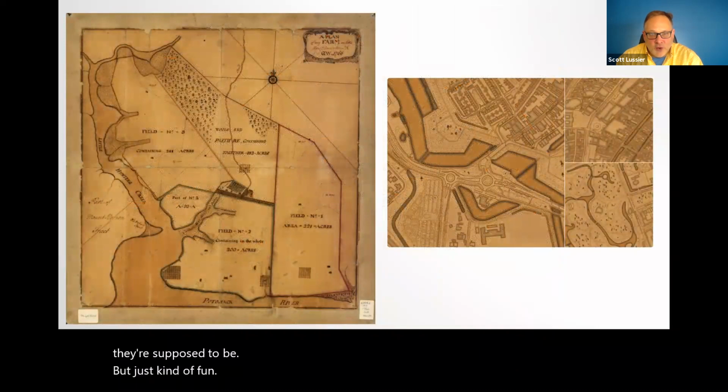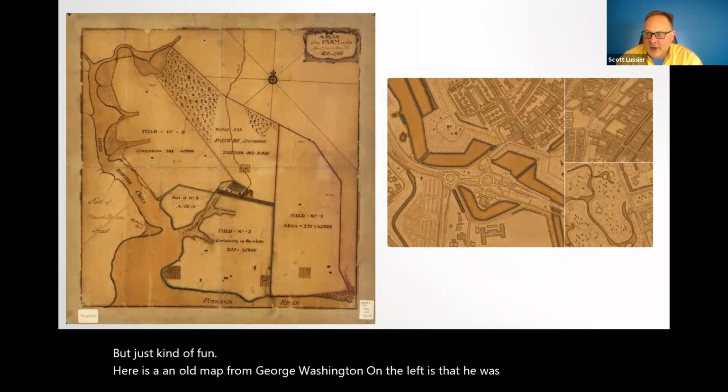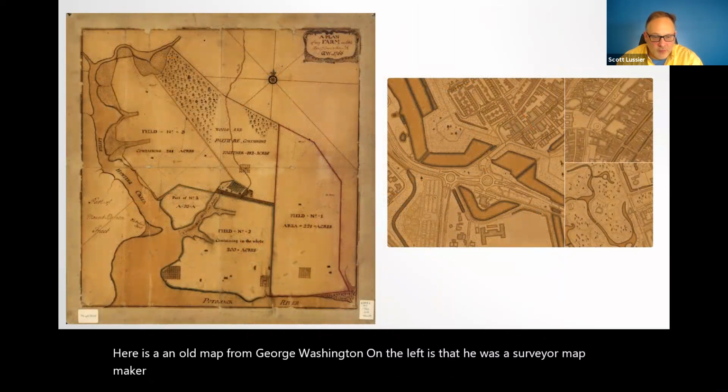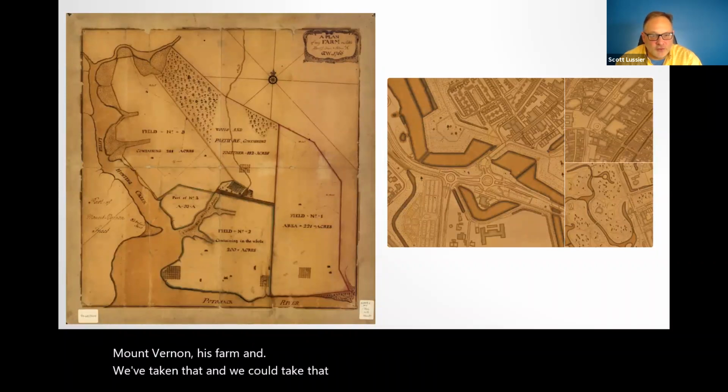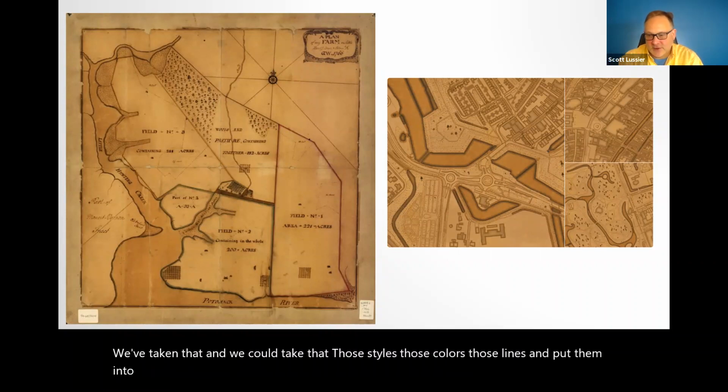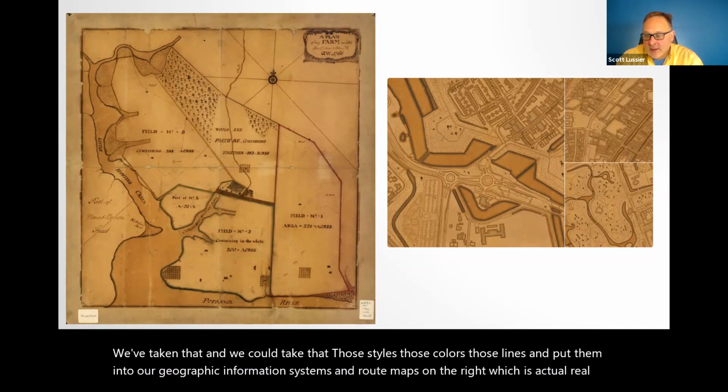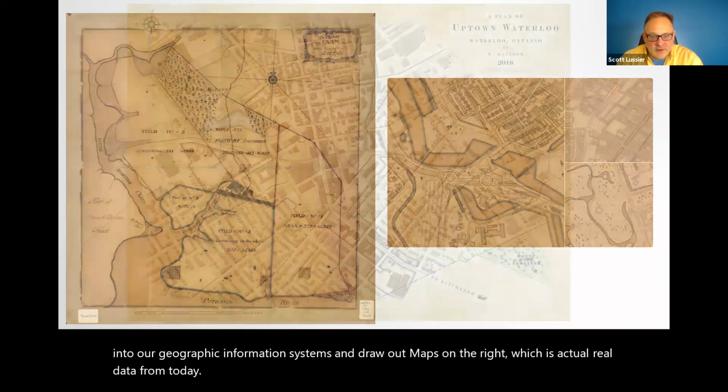Here is an old map from George Washington on the left. He was a surveyor, map maker, and that's his actual map. He drew that map of his Mount Vernon, his farm, and we've taken those styles, those colors, those lines, and put them into our geographic information systems and drawn out maps on the right, which is actual real data from today, in a similar style. So it's kind of neat.